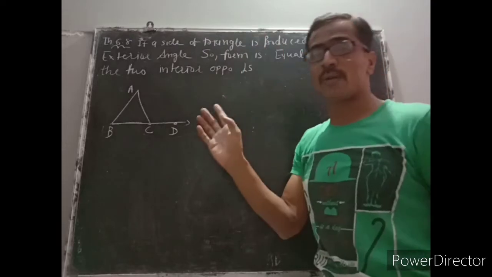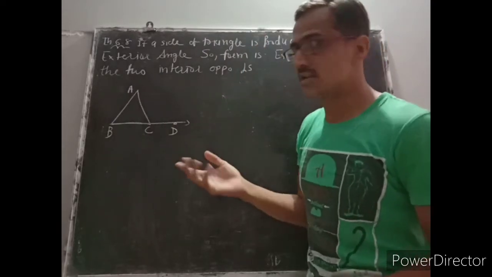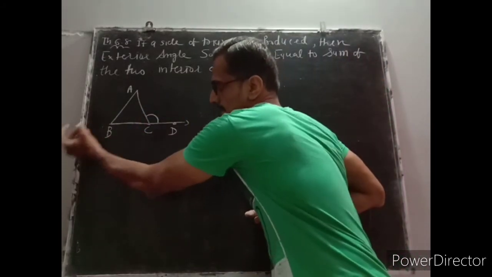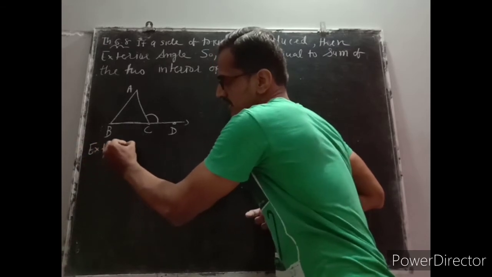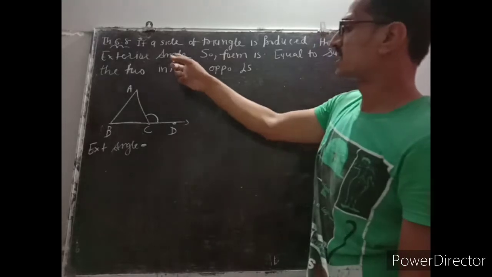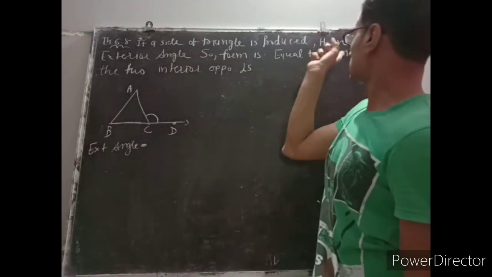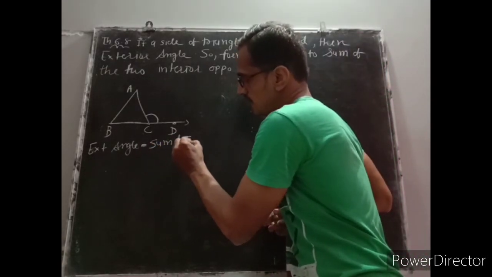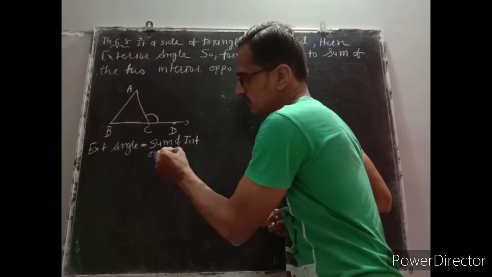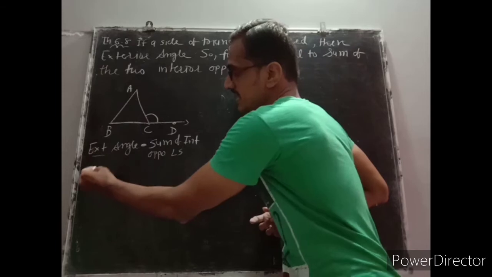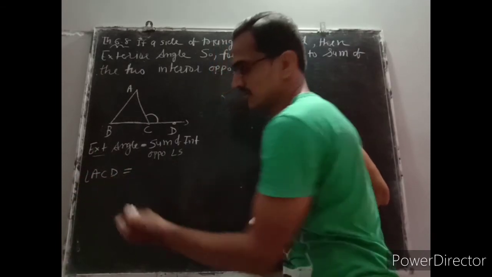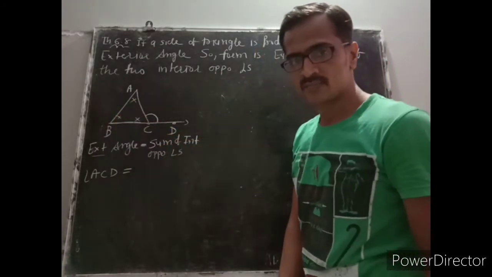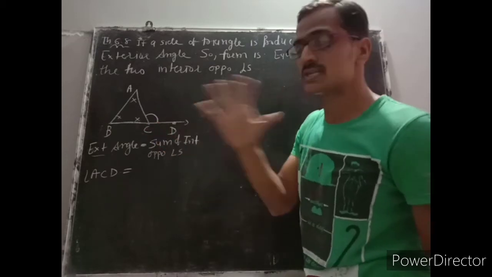So the exterior angle so formed, exterior means the angle outside the triangle, so this angle outside the triangle is being formed. So exterior angle is equal to the sum of two interior opposite angles. So here the exterior angle is ACD. So this ACD is the exterior angle and these three are the interior angles. So which two angles are opposite to C?